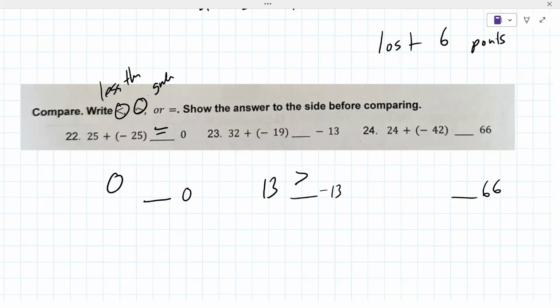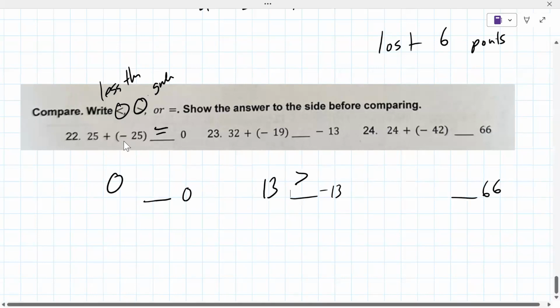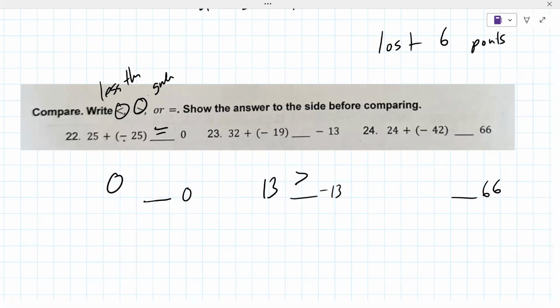So go ahead and do the last one here for me, please. The other one is less than. What's the number? Negative 18. Negative 18, sorry. It doesn't change the answer, but it's really important.